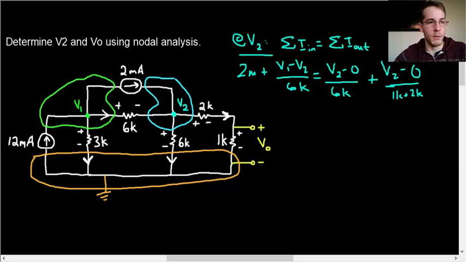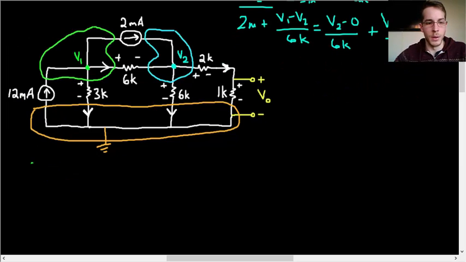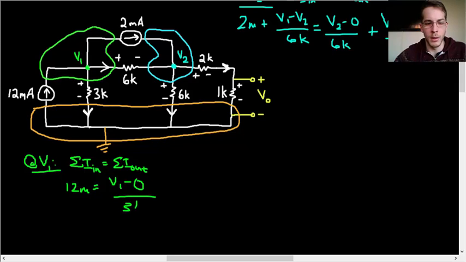Okay, so for the V1 node, so at V1, we have only the 12 milliamps entering the node. This current over here is going to be V1 minus 0 over 3K. We have the 2 milliamps from the source. This current over here is going to be V1 minus V2 over 6K.